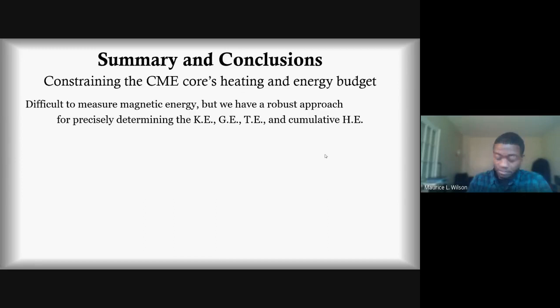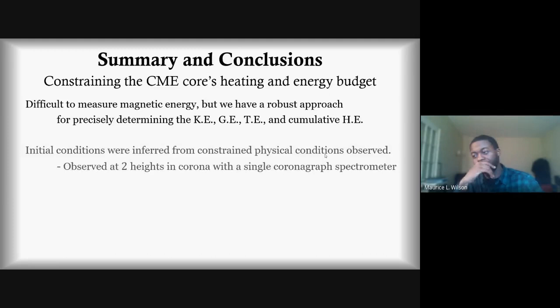Finally, I'll just summarize everything that we've discussed today. I've been trying to constrain the CME core's heating and energy budget. In general, it is difficult to measure the magnetic energy. Unfortunately, there were no observations for this particular CME that did that. But we do have a robust approach for precisely determining the kinetic energy, gravitational energy, thermal energy, and the cumulative heating energy. We inferred initial conditions of the CME based on the constraints made from observations. Those observations were taken with a single slit coronagraph spectrometer at two different heights in the plane of sky, which was very lucky.